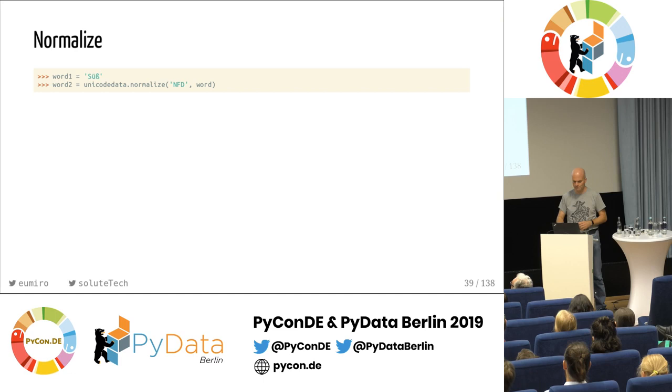Normalizing. We have two strings. The one is süß, like sweet. It can also be a last name in German. And the word two looks the same, but it is normalized. What is the difference between these two words?